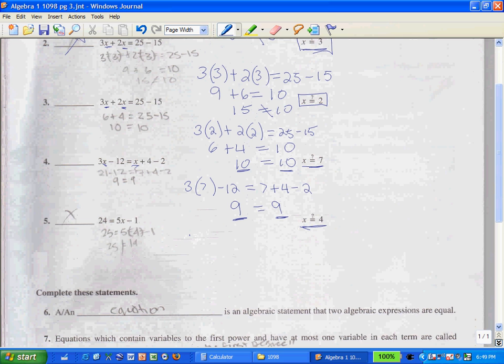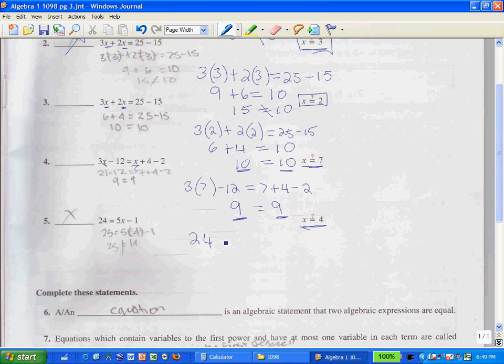Now here they're telling us that x equals 4. So let's try this out. 24 equals 5 times 4 minus 1. Parentheses are just another way of showing that we're multiplying two numbers. So 24 equals 5 times 4 minus 1. Well, what's 5 times 4? 20, and 20 minus 1 is 19. 24 does not equal 19, so we're going to put an x here because x does not equal 4.